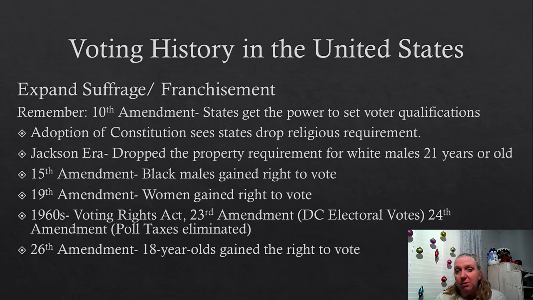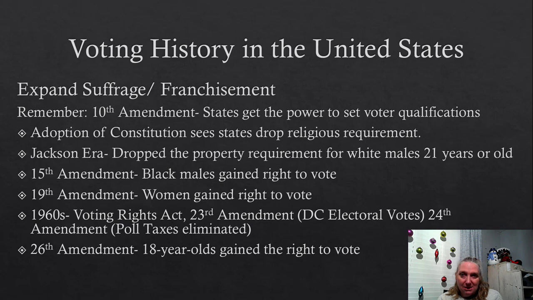The 24th Amendment eliminated poll taxes, so this gave individuals who were poor or in poverty the ability to vote, because they no longer had to pay. Oftentimes, at some points in time, you had to pay a tax or pay for the ballot itself. If you did not have that extra money, then you wouldn't be able to vote. So the 24th Amendment removed those barriers.